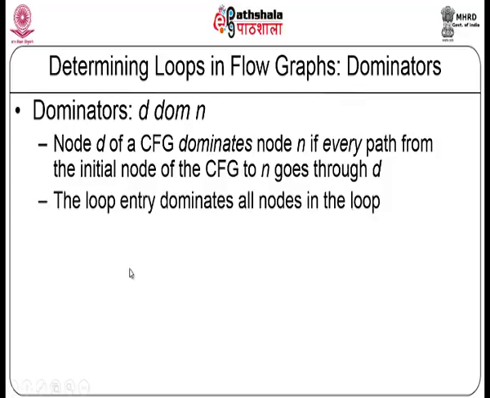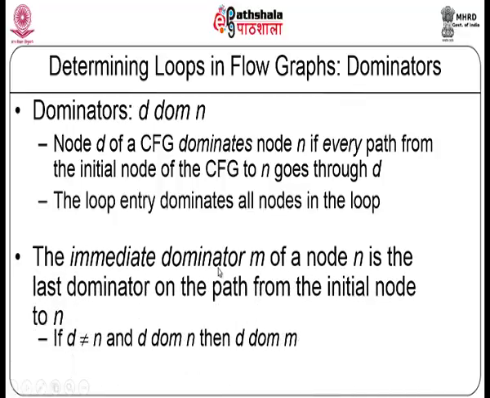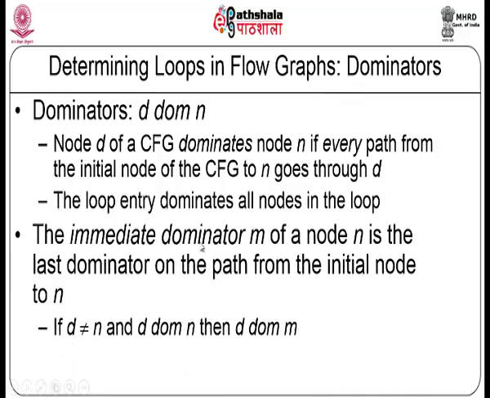The loop entry dominates all nodes in the loop, that is the understanding. The immediate dominator M of a node N is the last dominator on the path from the initial node to N. If D is not equal to N and if D dominates N, then D dominates M also. So it is going to be transitive basically. If M dominates N, and if you already know D dominates N, then D dominates M. So D is being dominated by M also.